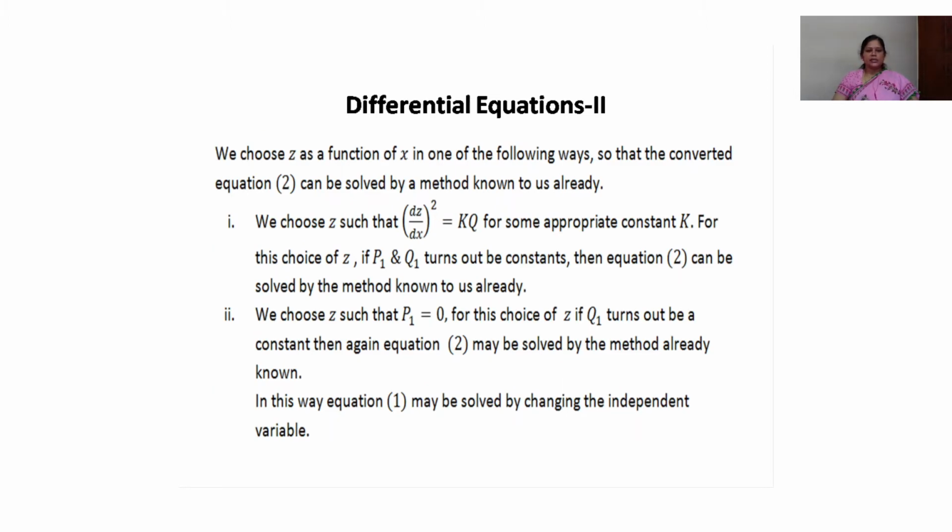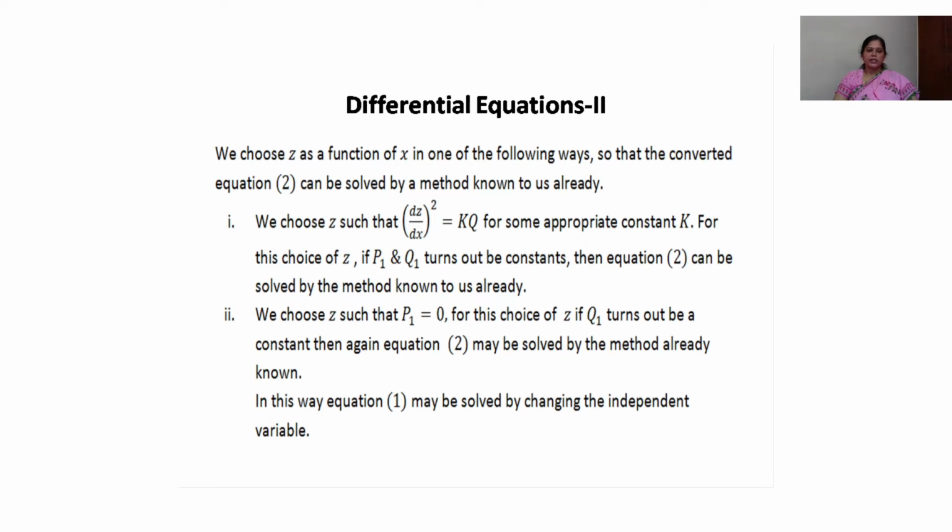We choose z as a function of x in one of the following ways, so that the converted equation 2 can be solved by a method known to us already. So we choose z such that dz by dx whole square is equal to k into q for some appropriate constant k. For this choice of z, if p1 and q1 turn out to be constant, then the equation 2 can be solved by a method known to us already.